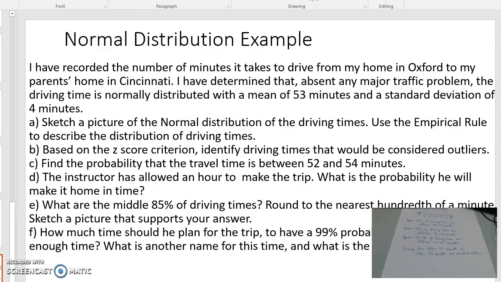In the next part, we're going to go to the StatCrunch normal calculator to find probabilities for parts C through F. So stay tuned.